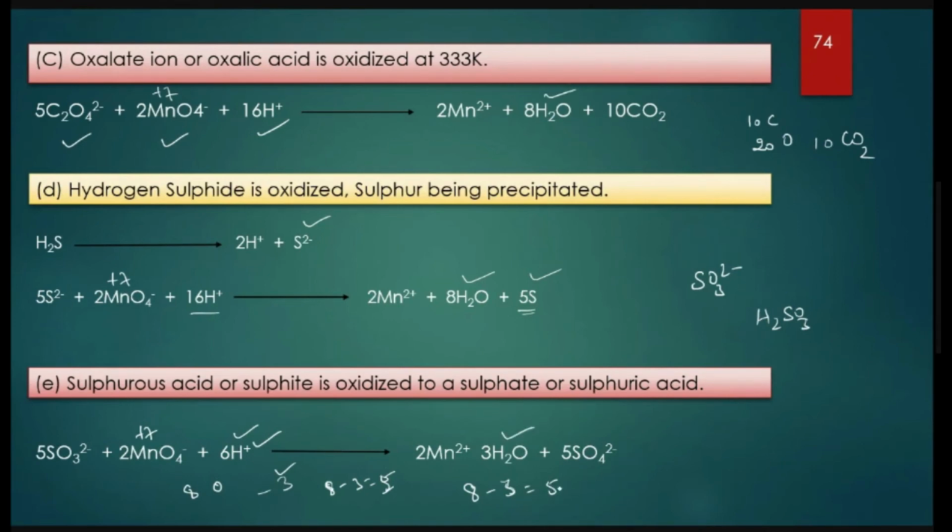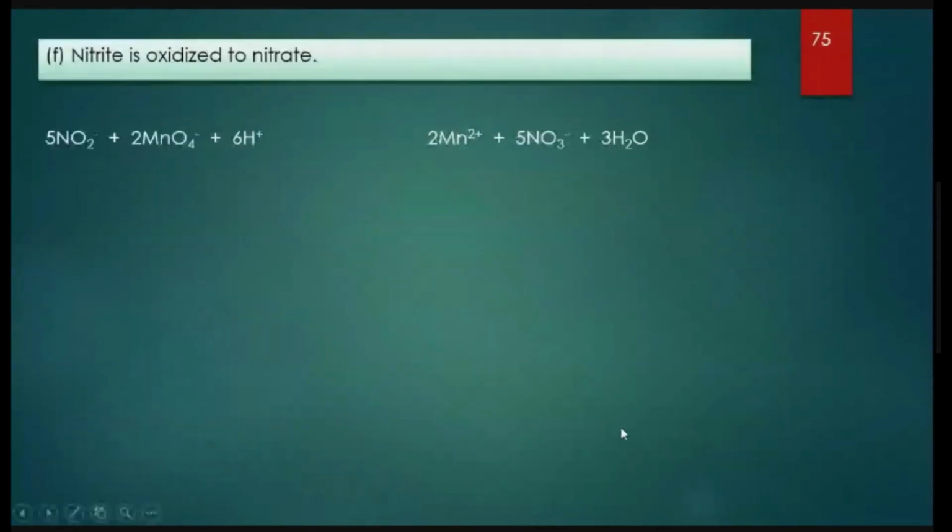These 5 oxygen atoms are added to 5 sulfite ions. This leads to the formation of 5 sulfate ions. Thus there is a conversion of sulfite ion to sulfate ion by the process of oxidation, by the action of potassium permanganate. Let's pass on to the next slide.